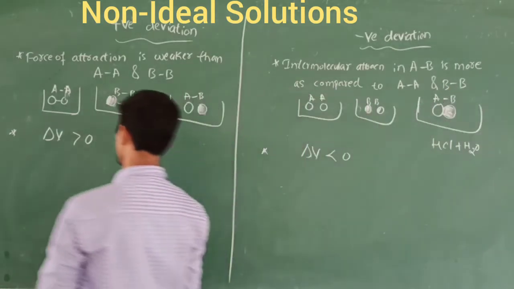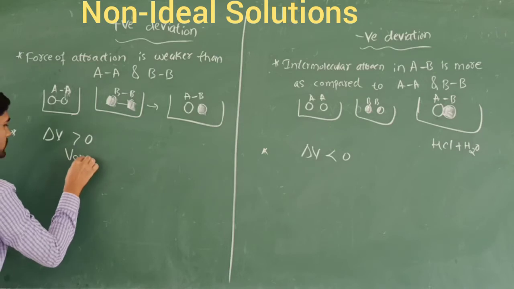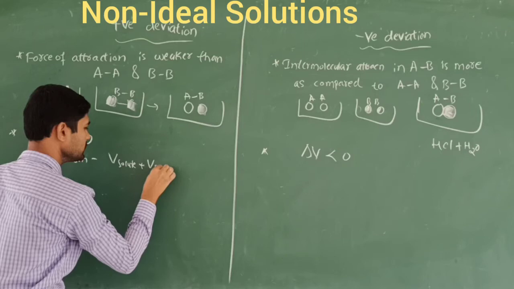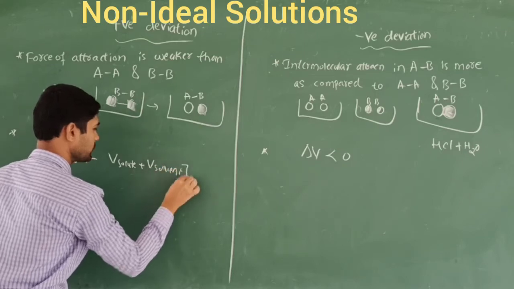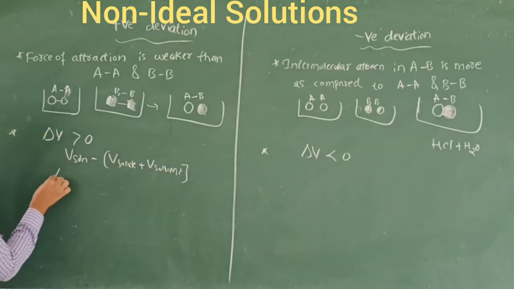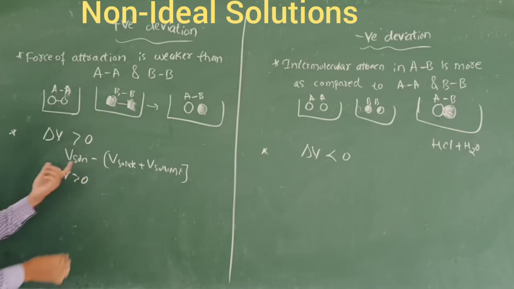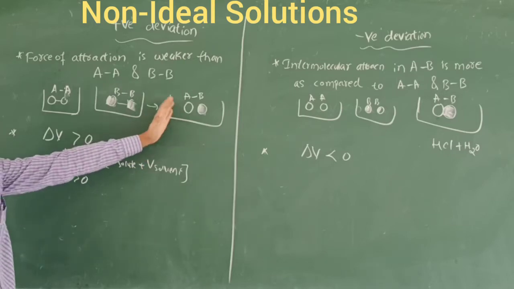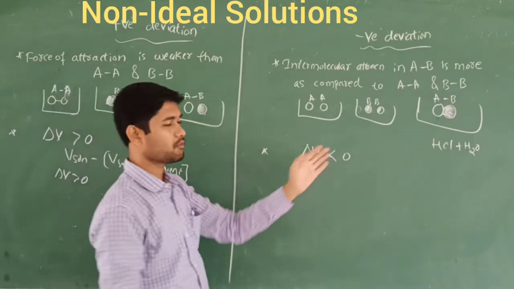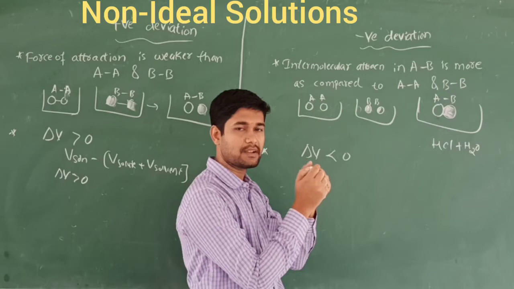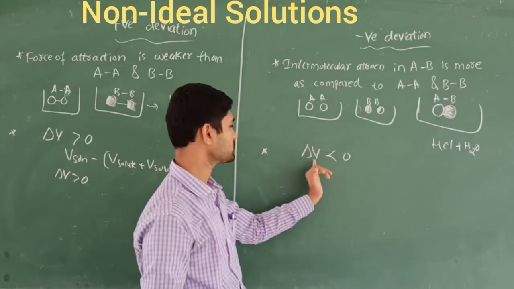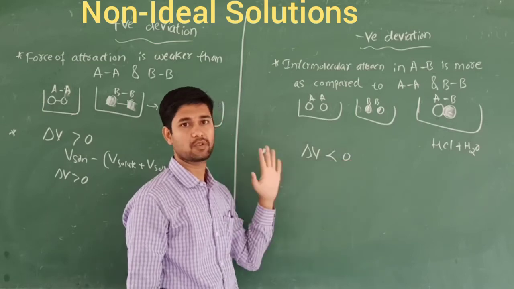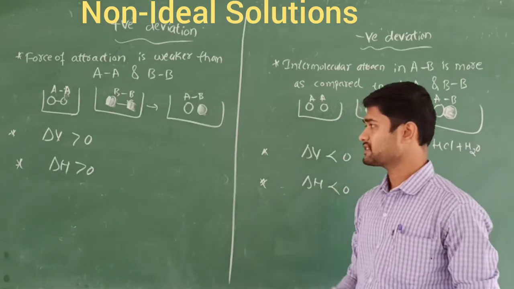So that's why the volume of the solution minus the volume of the solute plus the volume of the solvent, here delta V will be greater than 0. Obviously the volume of the solution increases, right? Because they repel each other. Here, vice versa, they are attracting each other. That's why it consumes less volume, and that's why delta V, the change in volume, must be lesser than 0.